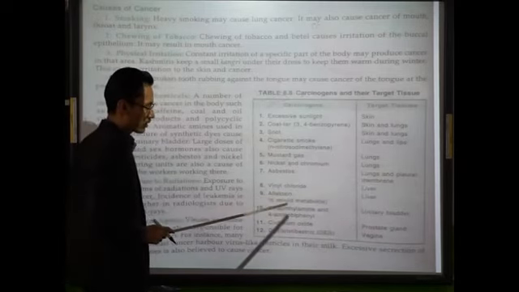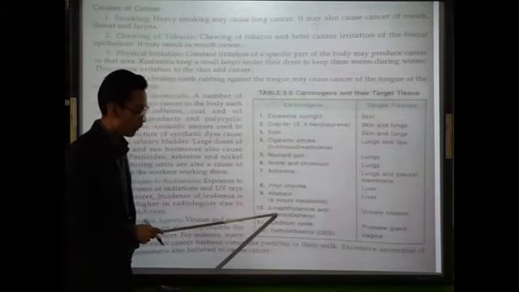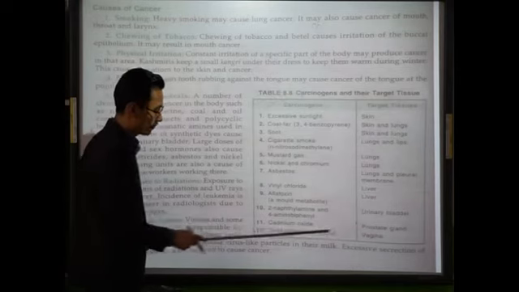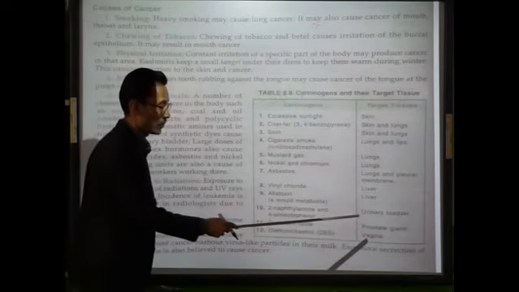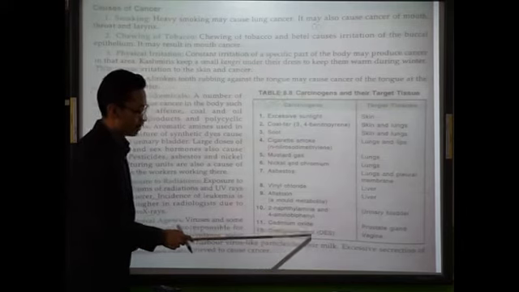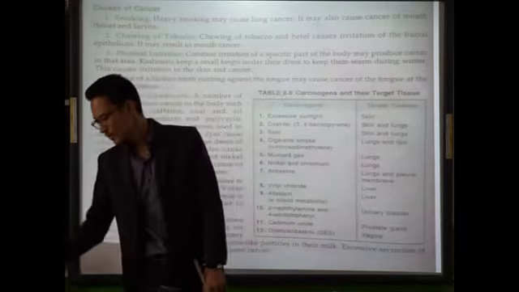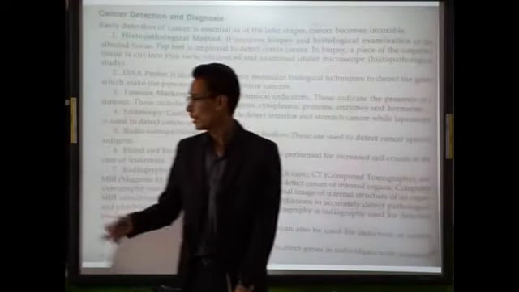Aflatoxins affect the liver, naphthylamine and 4-aminobiphenyl will affect the urinary bladder, cadmium oxide will affect the prostate gland in males, and diethylstilbestrol, DES, will affect the vagina. So there are different causes and different parts of the body which can be affected by different types of disease.